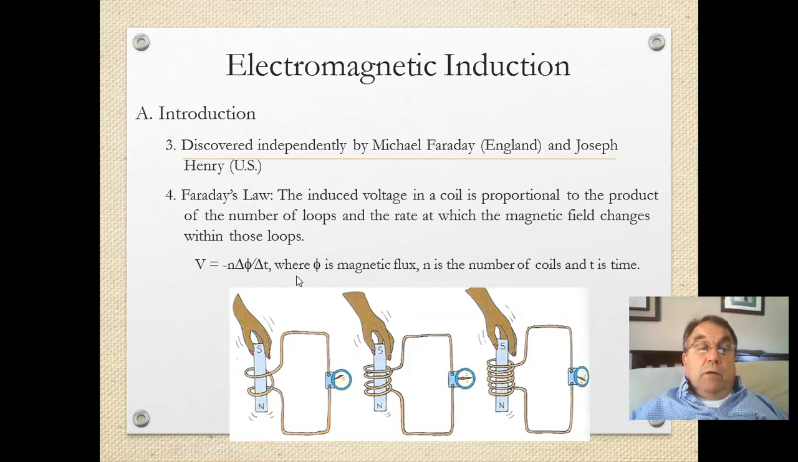Okay, so here's the equation, just to show you that it's directly proportional to N, the number of loops, and then delta, I forget the name of that Greek letter, that stands for the change in the magnetic field, or formally the magnetic flux. You can think of them as being interchangeable, although technically they're not. The flux is what is produced by the changing magnetic field.